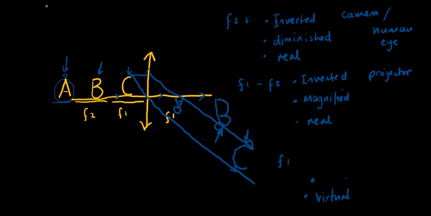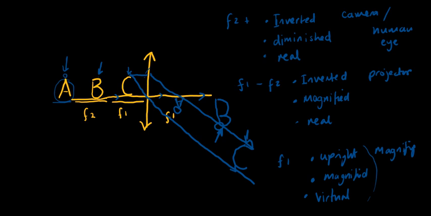So the image is actually now upright, and it has also been magnified. And this is an example of a magnifying glass. So we have a magnifying glass which we can use that's going to create an upright, magnified, and virtual image.